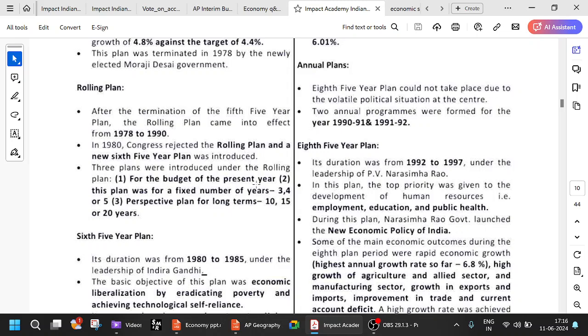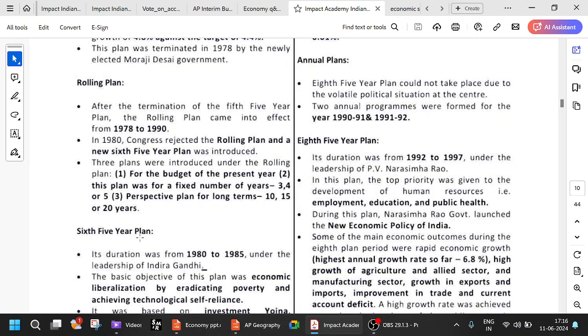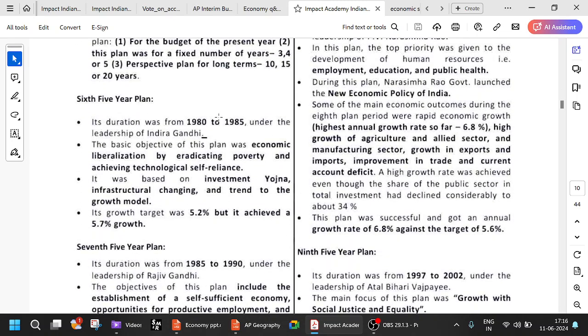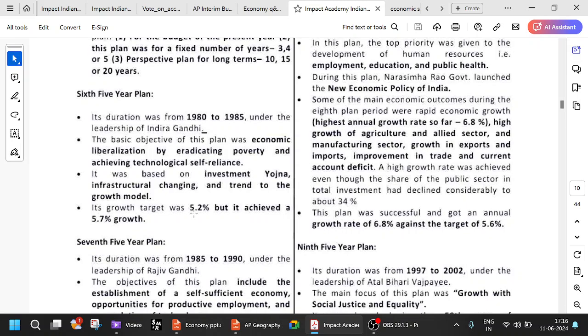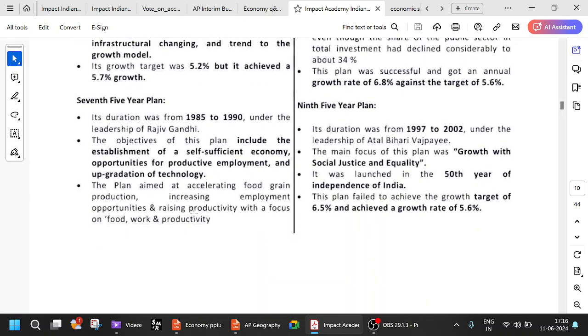After that, the sixth five-year plan is 1980 to 1985. Here you can see economic liberalization, eradicating poverty, all these things, investment, infrastructure. Target was 5.2, achieved 5.7. So you could say the sixth five-year plan also was successful. But the fifth is more important. Garibi Hatao and all those other things, minimum needs program, 20-point program, all come in the fifth one. The seventh one is 85 to 90, self-sufficient economy, all these things.